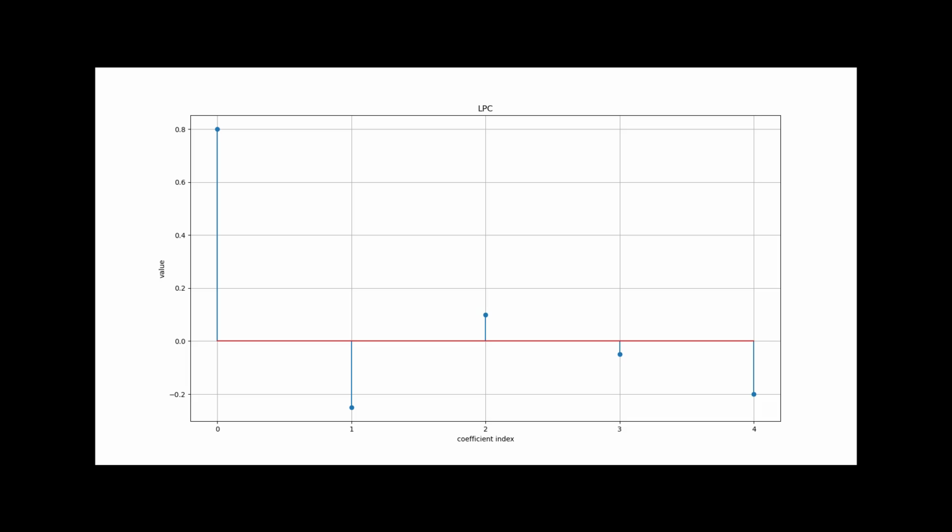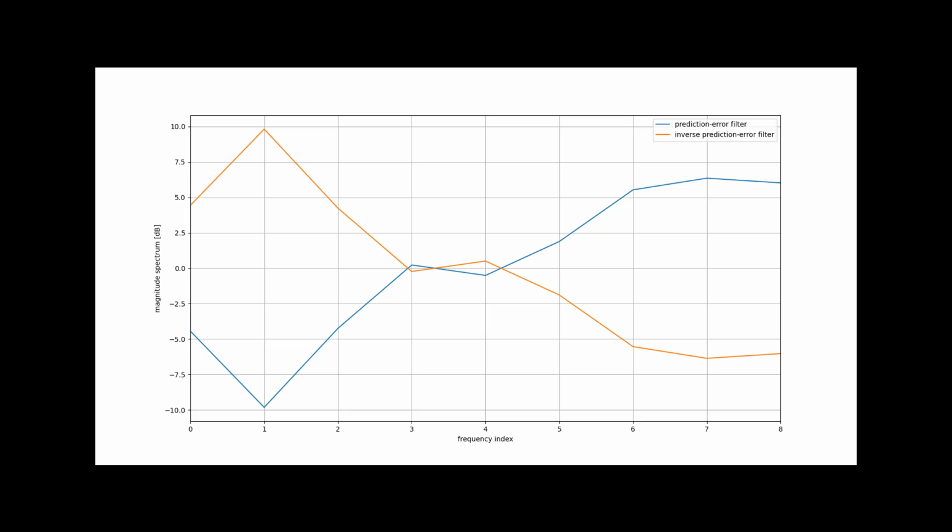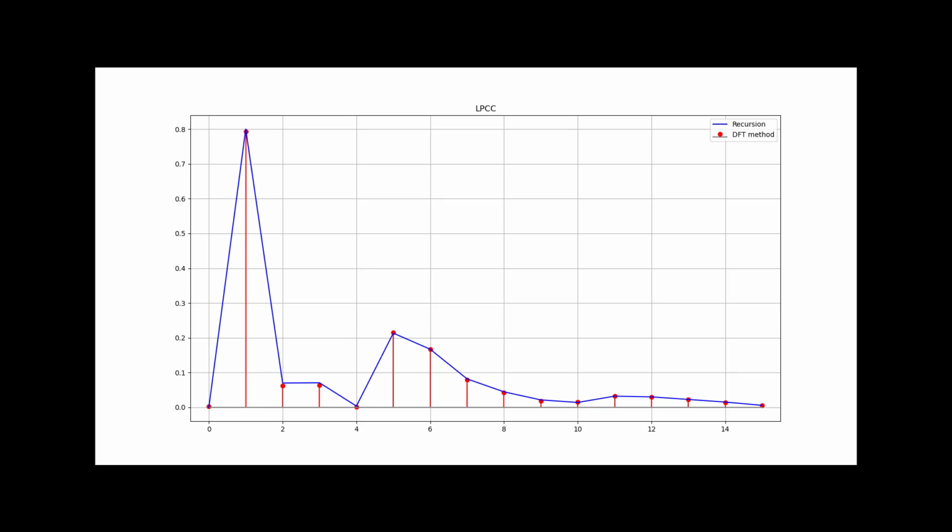Here in this plot with the coefficients, I just wanted you to see that nothing funny is going on and that we have a total of 5 coefficients in our prediction filter. Now, when we go to the spectra that we plotted, we see that we did the calculation correctly and that the inverse prediction error filter is actually 1 divided by the prediction error filter. So let's look at the result that we're actually interested in, the comparison of the two computation methods.